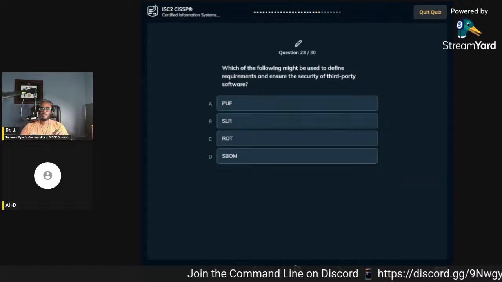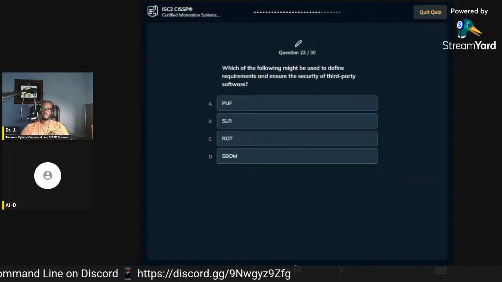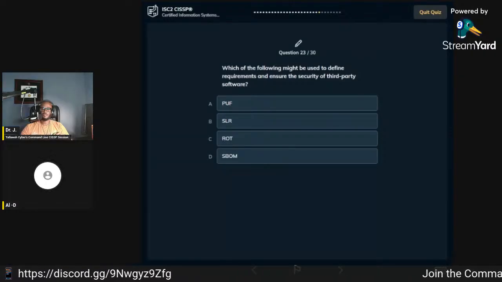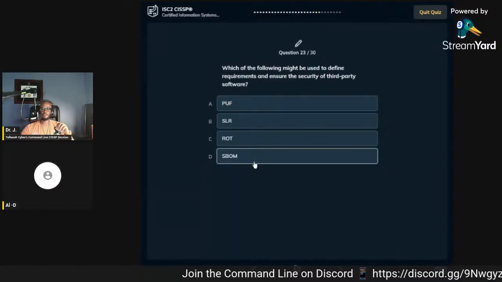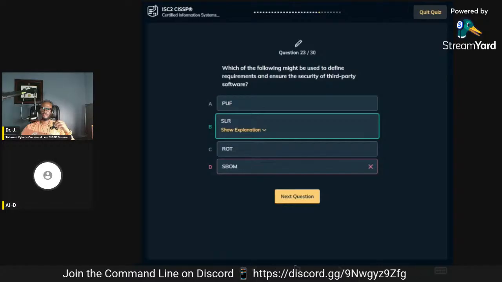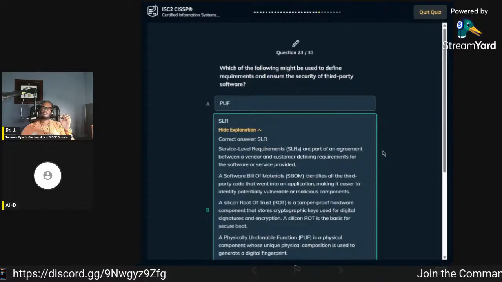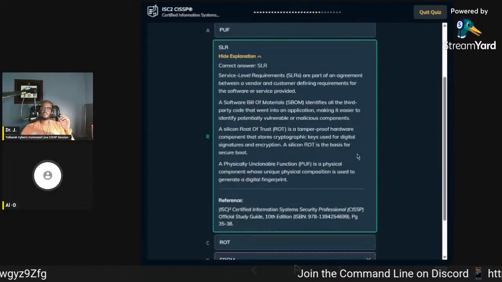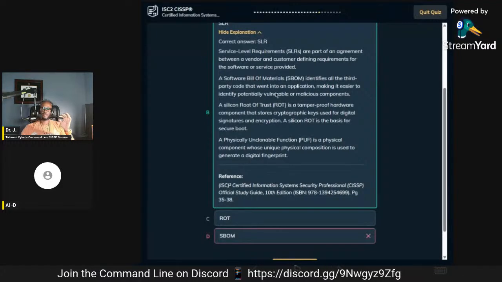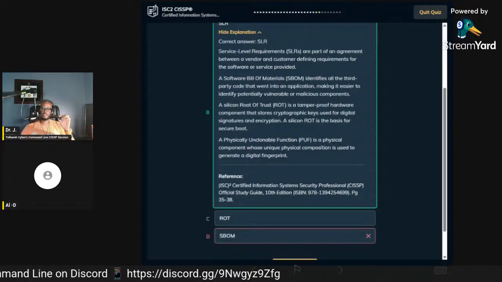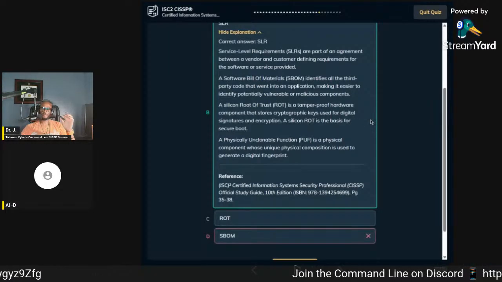All right. Which of the following might be used to define requirements and ensure the security of third-party software? Would that be SBOM? Yeah, I don't know why. Software bill of materials. Oh, SLR. Service level requirements. Yeah, to define requirements. Oh, the materials define what was, yeah. SBOM identifies all third-party code that went into an application, making it easier to identify potentially vulnerable and malicious components.